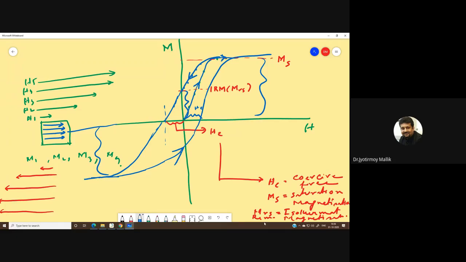It's similar. Now, if I essentially take this curve and draw a mirror image of this one, we'll touch somewhere here. This curve, and make a mirror image at the other end. It will touch at this, and this value is called HCR, remanent coercivity.